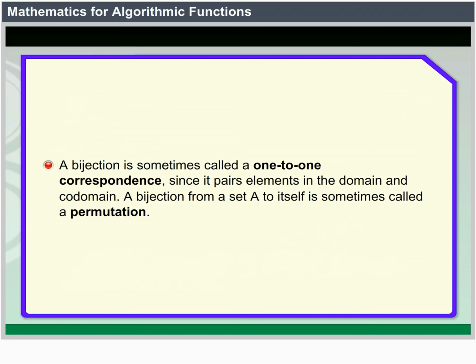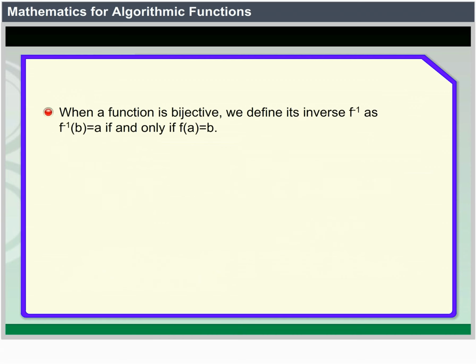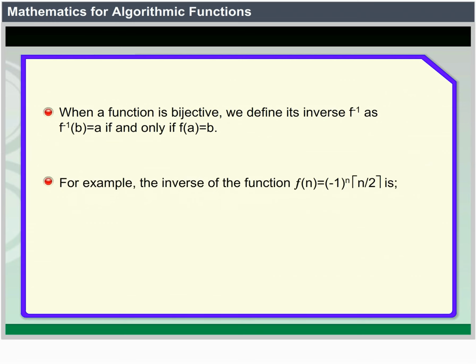When a function is bijective, we define its inverse, f inverse, as f inverse of b = a if and only if f(a) = b. For example, the inverse of the function f(n) = (-1)^n ceiling(n/2) is f inverse of m = 2m if m ≥ 0, and -2m - 1 if m < 0.